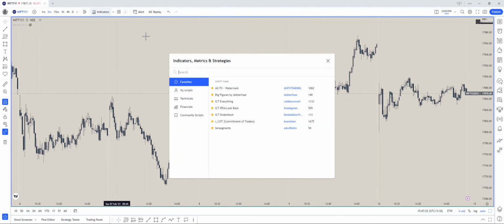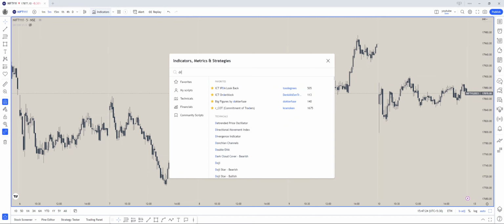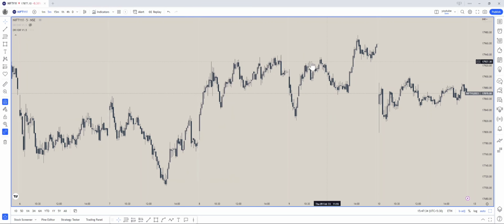Go to indicators, just type in DR/IDR. So the first one, DR IDR version 1, this is coded by the master himself. So tap it. I already have this on, so I'll cancel this.